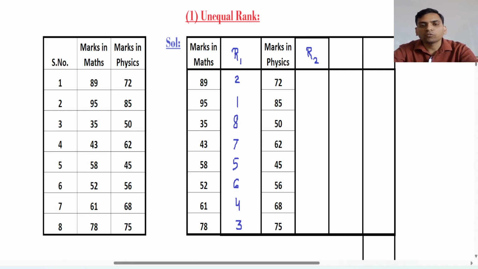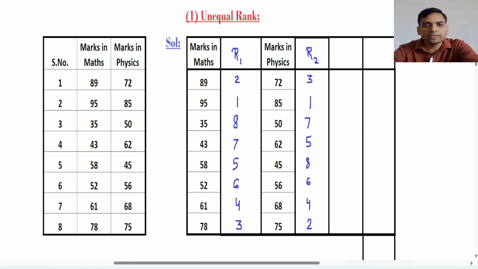Now we will find rank in physics also. In physics, the highest marks are 85, so rank is 1. The next highest marks is 75, rank is 2. And next is 72, rank is 3. And next is 68, so rank for this is 4. And next is 62, this is 5. And next is 56, so rank is 6. And next 50, rank is 7, next 45, and rank is 8.